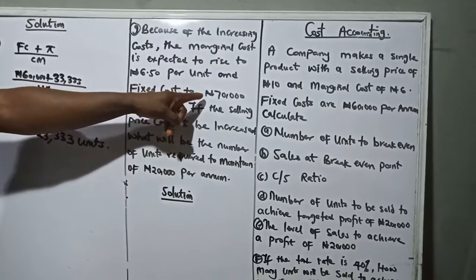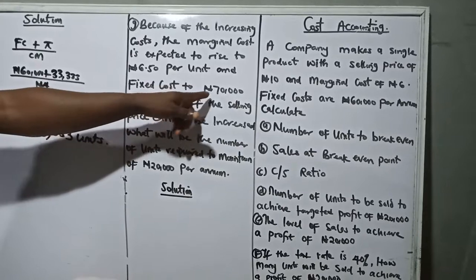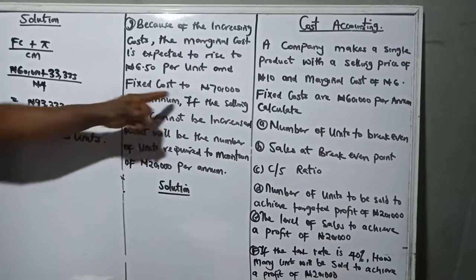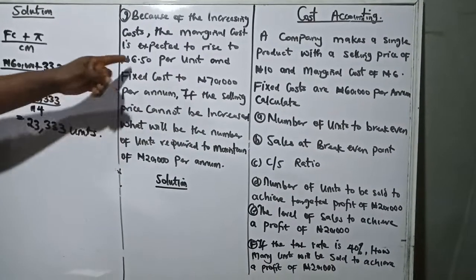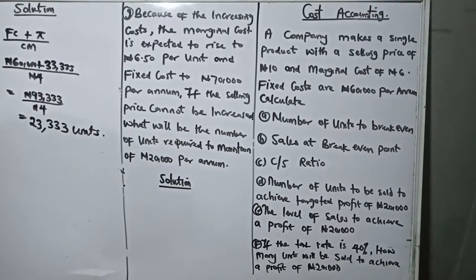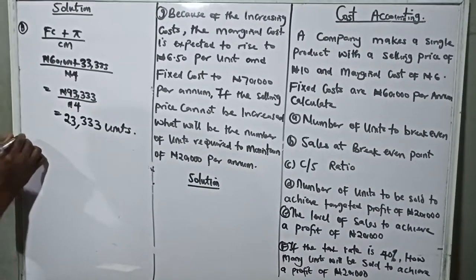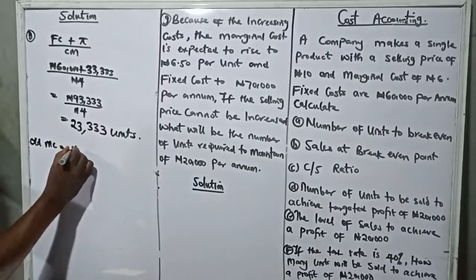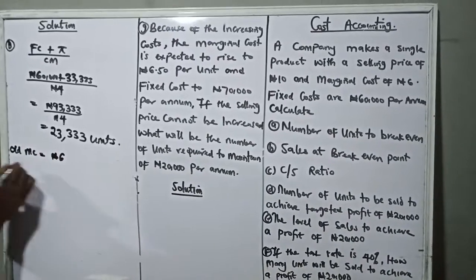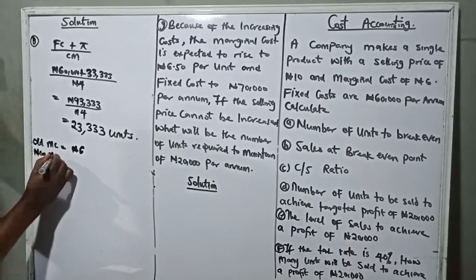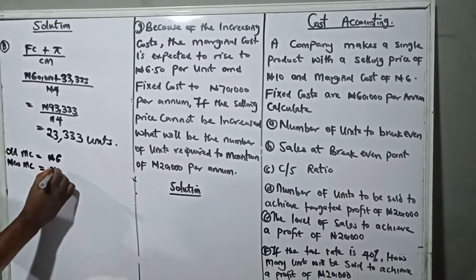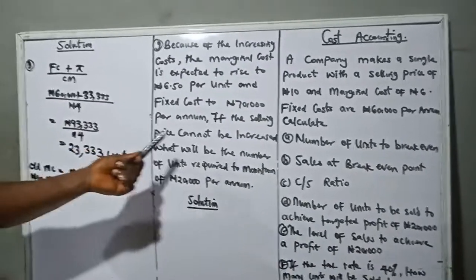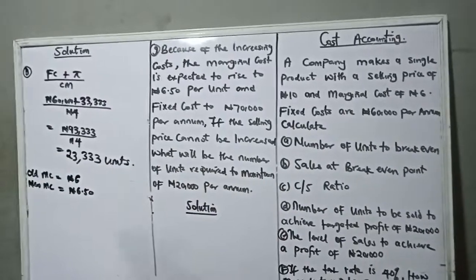But look at this one now. The fixed cost fluctuates. You can see it's not constant, from 60 to 70. That is why I said the assumption is not always true. So we have a new fixed cost and a new marginal cost. So the old marginal cost was given to us as 6 naira. The new marginal cost per unit is now 6 naira 50 kobo. Selling price cannot be increased, so selling price will remain constant.